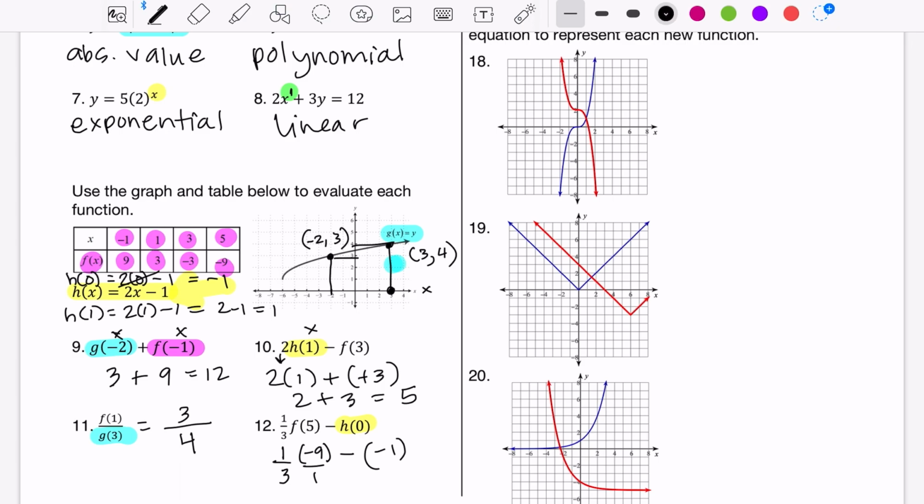Just a friendly reminder, when you're multiplying fractions, no big problem. Top times top over bottom times bottom. So 1 times 9 is -9, over 3 times 1 is 3. That becomes +1, and -9 over 3 is -3 plus 1, which equals -2.